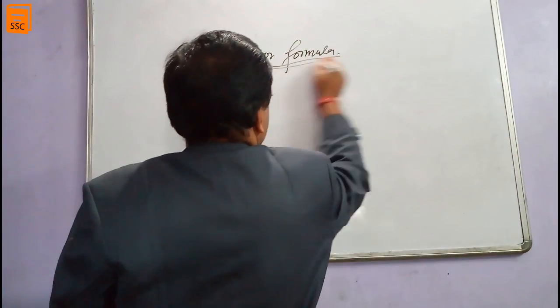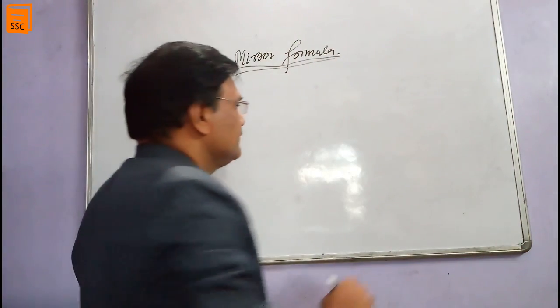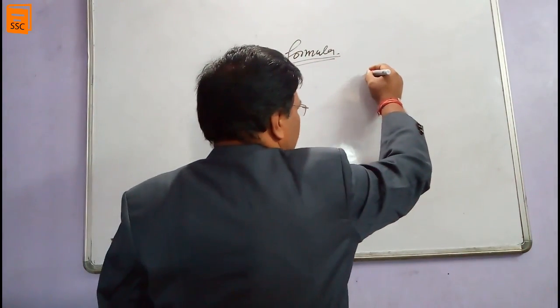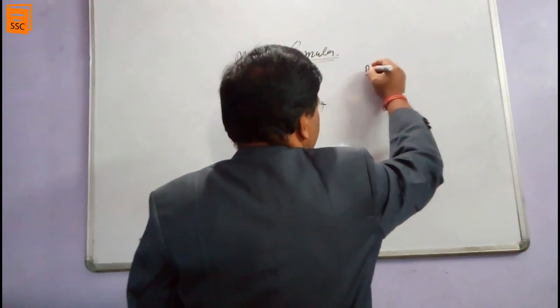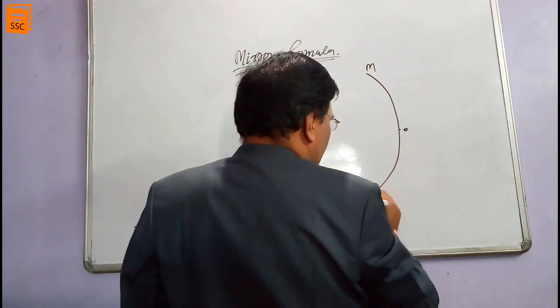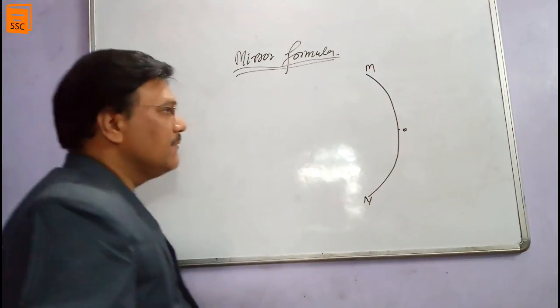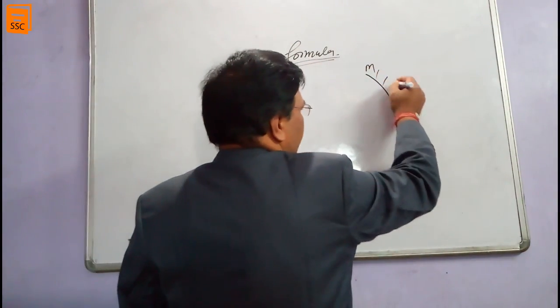Mirror formula. What do we have? Draw the image. Suppose it is a... which type of mirror is it? MON. It is a concave mirror if this portion is painted.